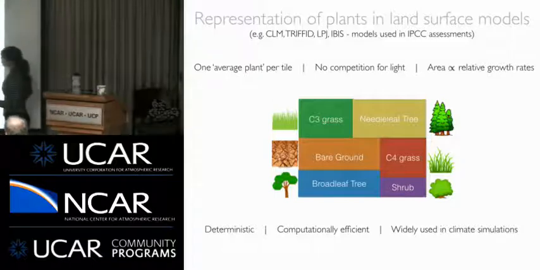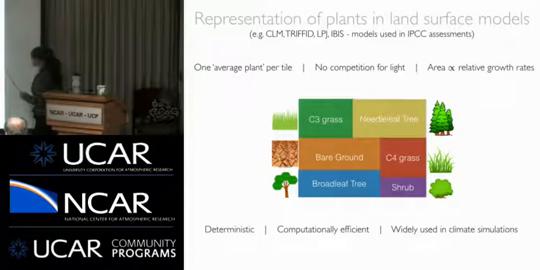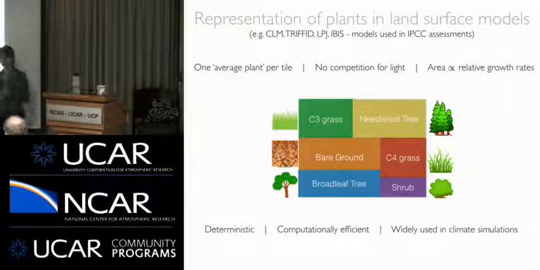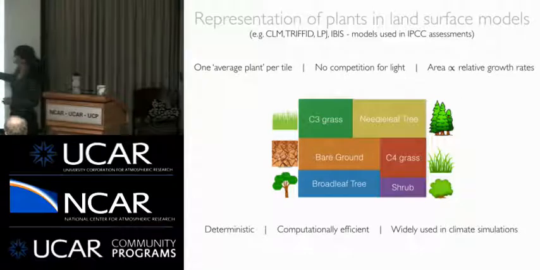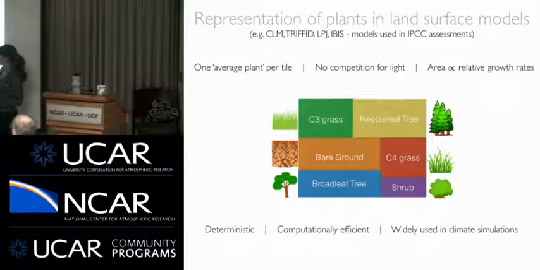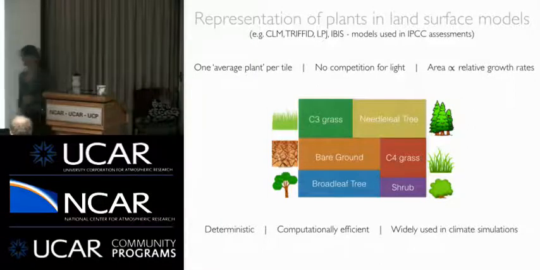So one downside is that we're representing basically one average plant per tile. So we kind of pretend that all the needle-leaf trees are all the same. So all the needle-leaf trees might be 10 metres, all the broadleaf trees might be 15 metres, depending on the output of the model. And so there's no real representation of size, structure, or anything like that. And because they're not talking to each other really, there's no competition between, for example, a broadleaf tree and a C4 grass. There's no competition for light resources. C3 and C4 are just different kinds of grass.